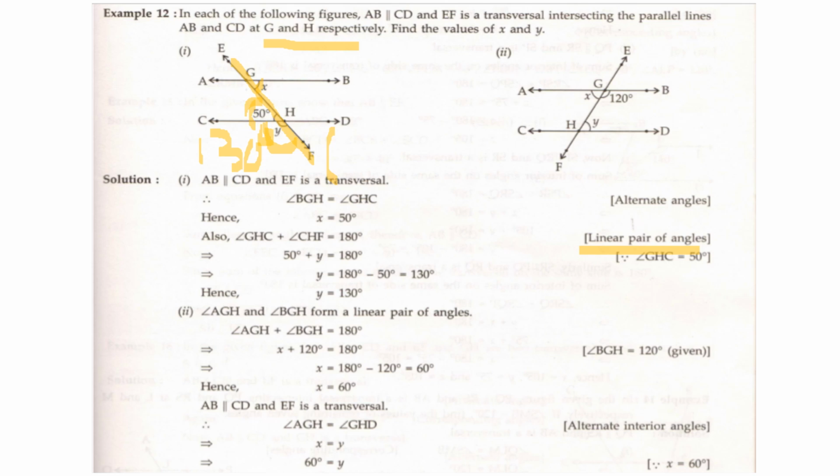In the same way here you have to find x and y. Can you tell me the value of x here for the second part? Yes, it will be 60 because this is a straight line. AB is a straight line. One of the angles is 120, so the other angle will be 180 minus 120, that will be 60°. And angle y is equal to angle x because they are both interior alternate angles. So y will also be 60°. Clear?